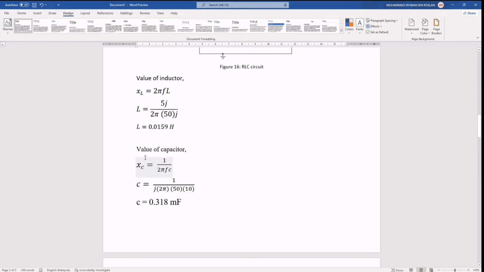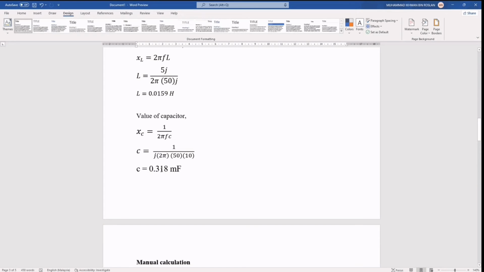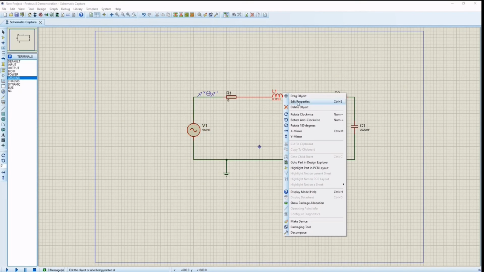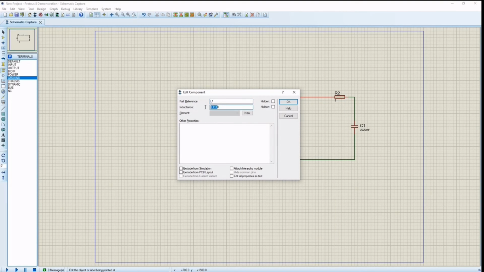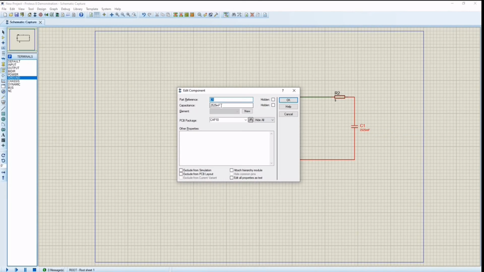to find the capacitor, we're using XC equal to 1 over 2 pi FC, and we found that our capacitor is 0.318 millifarads. And after that, we can key in the value of the devices. For the inductor is 0.0159 Henry, and for the capacitor is 0.318 millifarad.